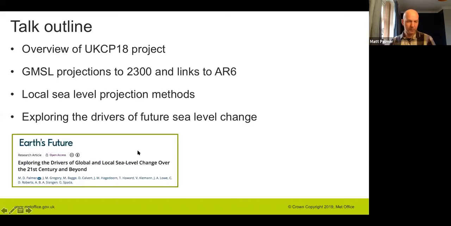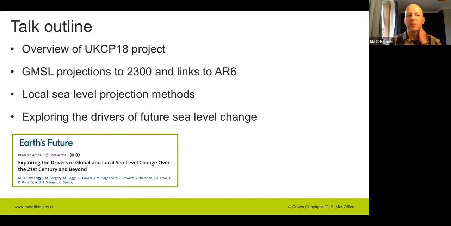Okay, so the talk outline looks like this. I'm going to give you an overview of the UK CP18 project. There may be folks who are interested in that, in particular because it generated quite a lot of data products, which are publicly and freely available. I'm going to talk about the global mean sea level projections that we developed, and in particular, one of the innovations we made was to develop projections out to 2300. And then there are some methodological linkages to AR6 and some things that we achieved in AR6, which I think are very useful.